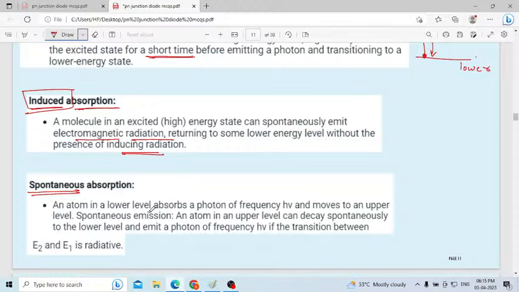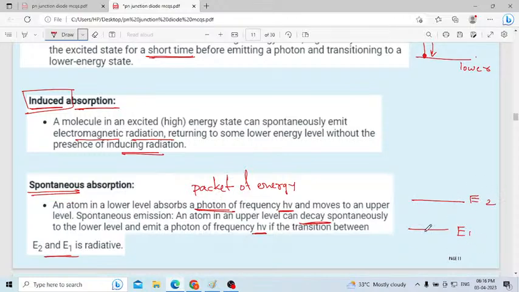An atom in the lower level absorbs a photon of frequency. Photon, always remember, is the packet of energy. Don't get confused. Packet of energy h nu moves the atom to an upper level. Spontaneous emission: an atom in the upper level can decay spontaneously to the lower level. Decay means it can come back. It emits a photon of frequency h nu if the transition is between E1 and E2. Here consider E1, E2 as different energy levels.